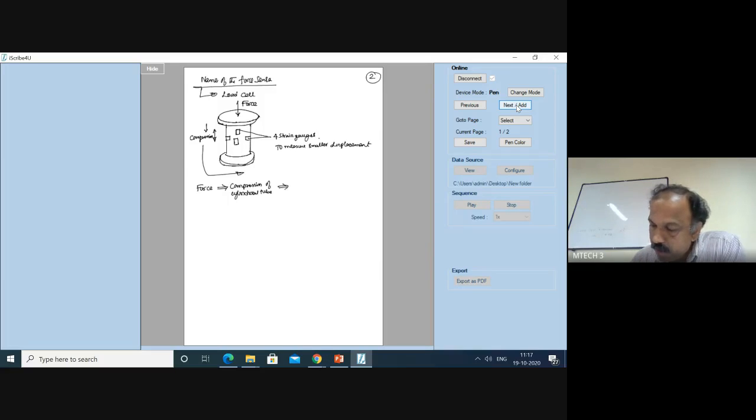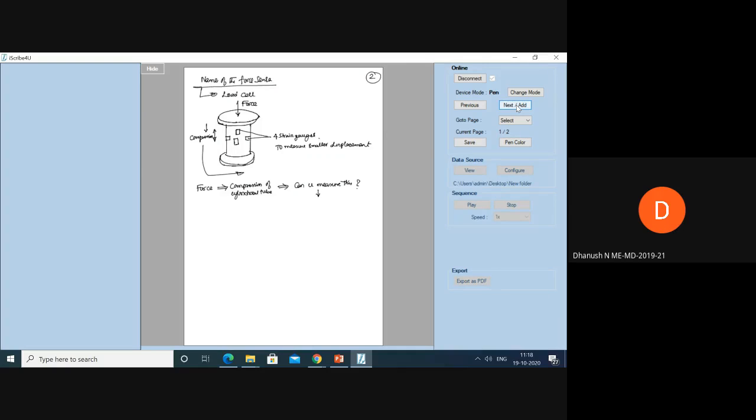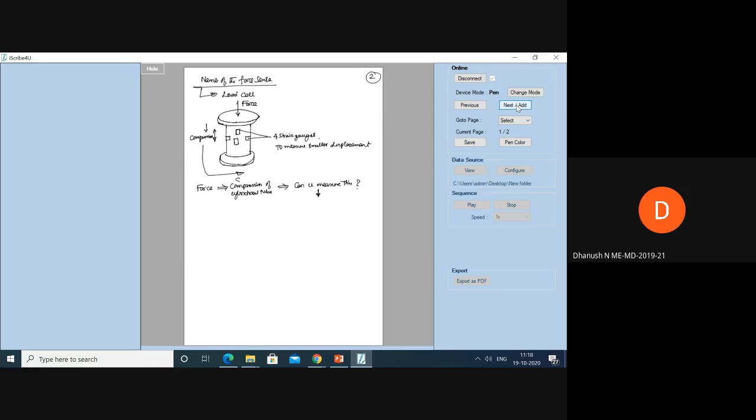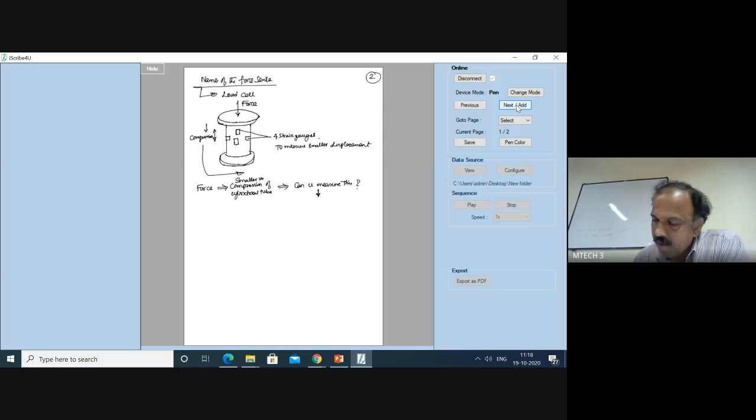Now, the question is, can you measure this small compression by using a mechanical device? Can you use the extensometer here? No. The answer is no. So what are you going to use now? Strain gauges. Okay, you are going to use the strain gauges.